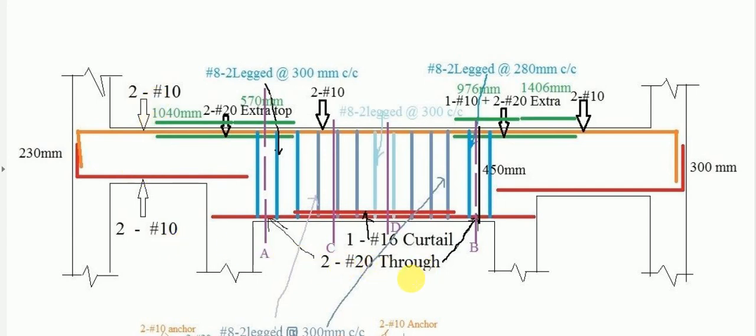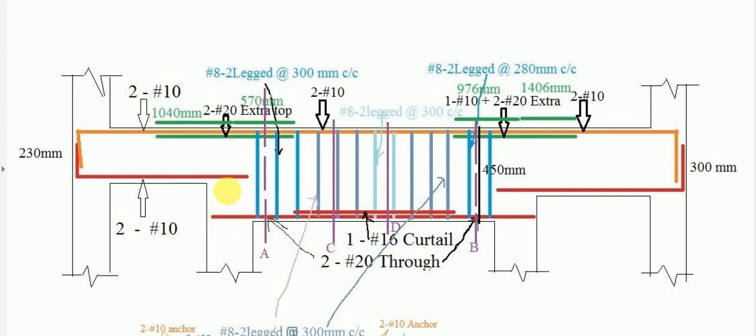Then similarly in span BC we have provided the main reinforcement as 2 bars of 20 mm diameter through and 1 bar of 16 mm diameter curtailed. So the same thing is shown here, 2 bars of 20 mm diameter through bars and 1 bar of 16 mm diameter curtailed. Then for span CD again the same calculation is shown. Now here you can observe that the bar from span AB is extended up to the opposite face of support B. Similarly here it is extended.